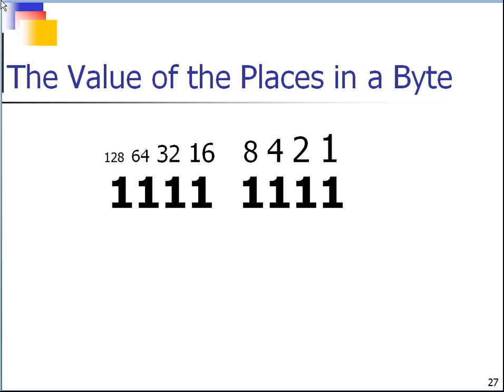If we were to continue on going to the left, it would be 256, 512, 1024, 2048, 4096, 8192, and I can't do it any further than that in my head.